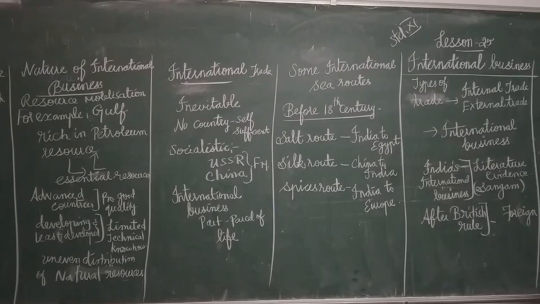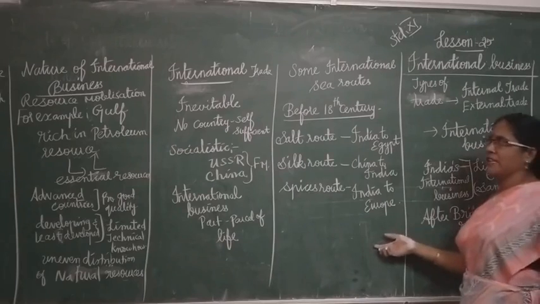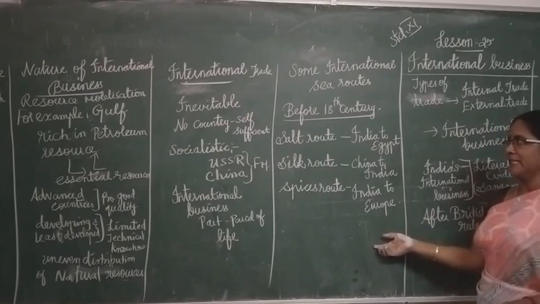After the British rule, what happened? The volume of such trade was insignificant and continued to remain small throughout the Middle Ages, right up to the advent of British rule in India. It is only after the establishment of British rule in India that India's foreign trade took a different shape. Some important international sea routes we already studied in 10th standard.